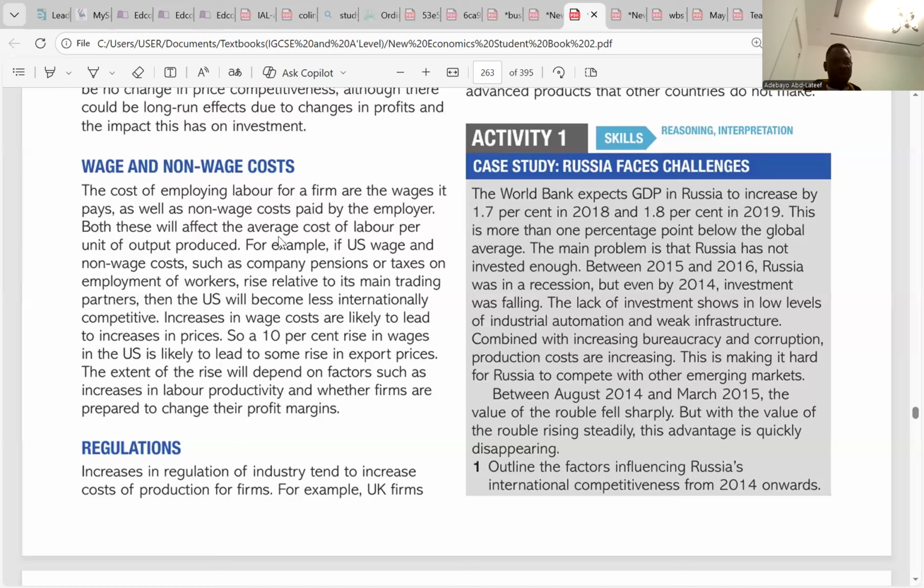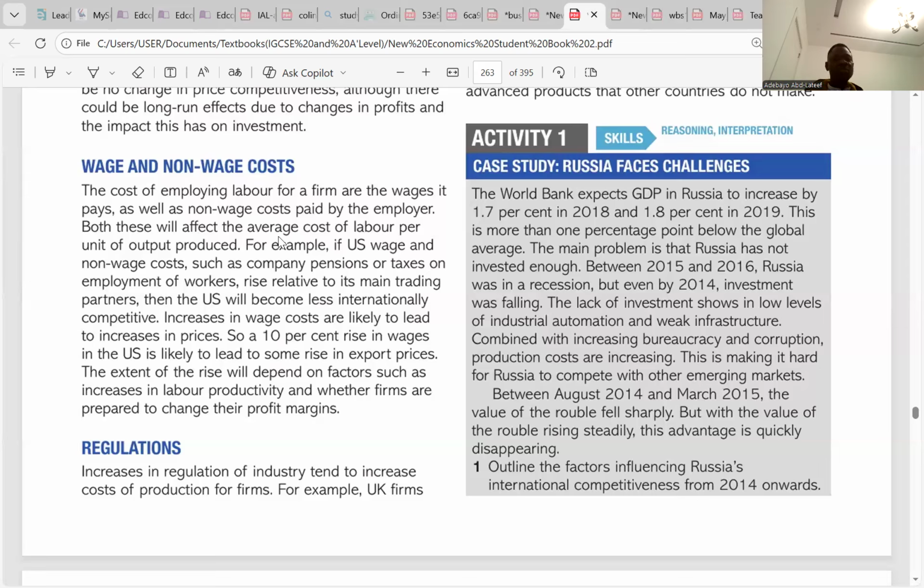And for non-wage factors, this could be maybe labor productivity. If labor productivity is increasing, irrespective of whatever you pay as wage, it simply means it's covering for it. Do you understand? So if wage rate is increasing at the same time labor productivity is increasing, then you might still be balanced. As a result of that, you can still become internationally competitive. And also, a firm might also think about the profit margin.